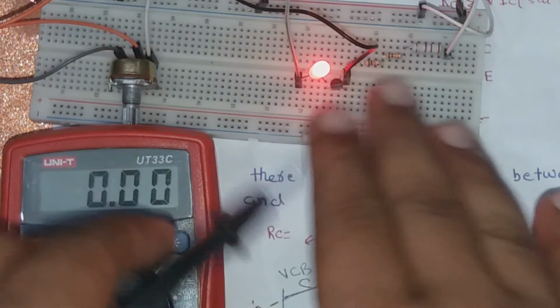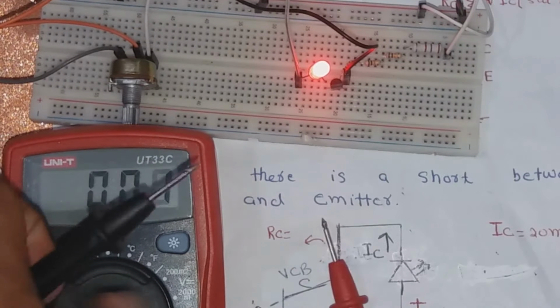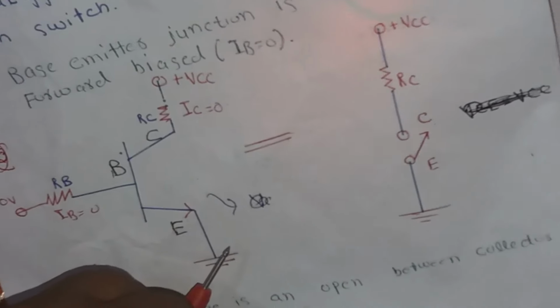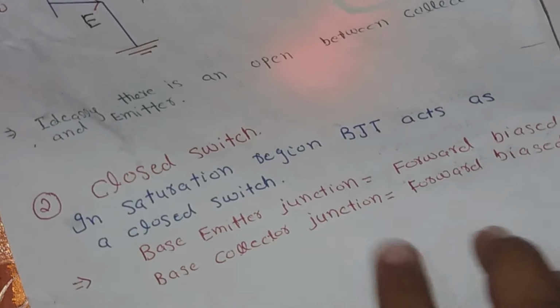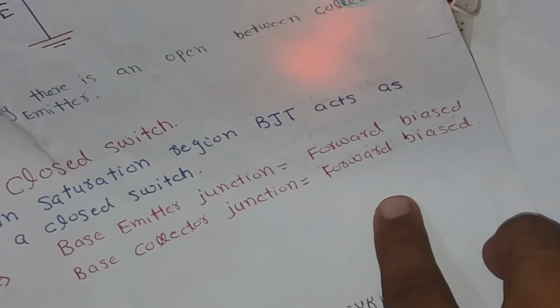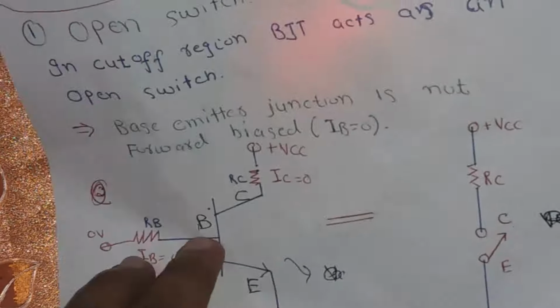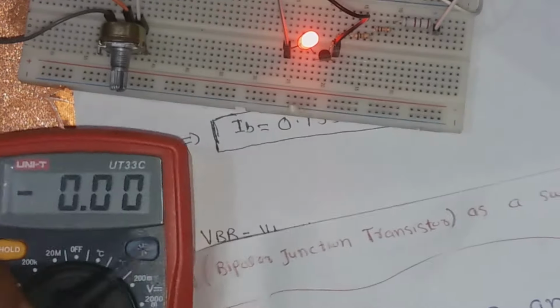Well, basically right now the transistor is in saturation mode, but as I have told you before, the base collector junction is forward bias. How is it possible? Like I told you, in case of a closed switch, the base collector junction is forward bias, but how is it possible? Now to understand this, let me show you something.